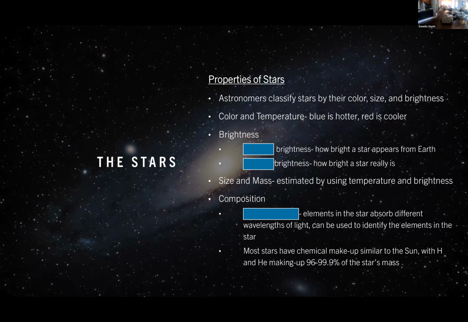So brightness. There are two ways that we describe brightness: how bright it appears and how bright it really is. Emily, what are those two?